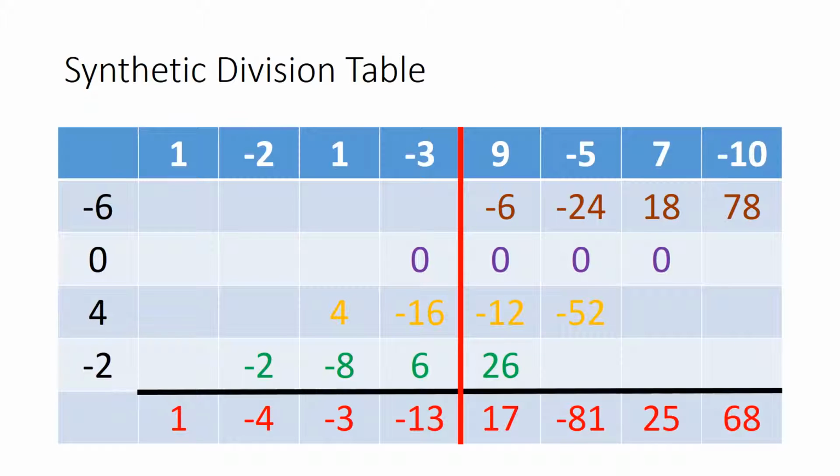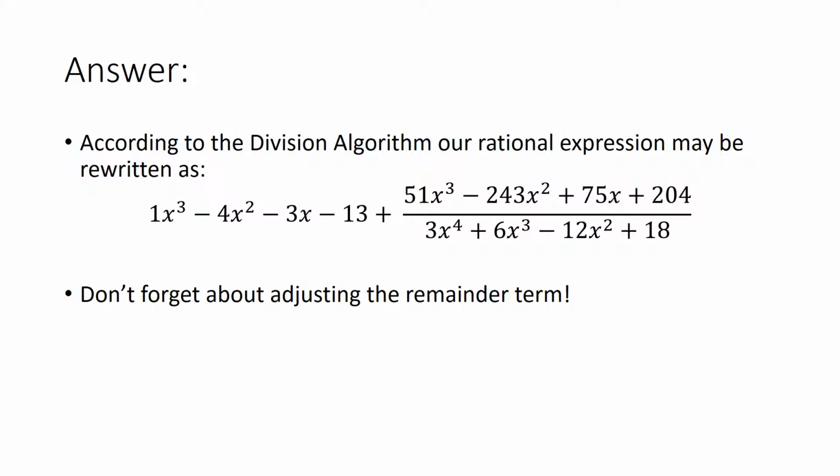Here is the synthetic division table for the previous example. I hope you got this one. From our synthetic division table, and according to the division algorithm, our rational expression may be rewritten as follows. 1x cubed minus 4x squared minus 3x minus 13 plus 51x cubed minus 243x squared plus 75x plus 204, and that is divided by the original denominator, 3x to the 4th plus 6x cubed minus 12x squared plus 18. Do not forget about adjusting that remainder term.